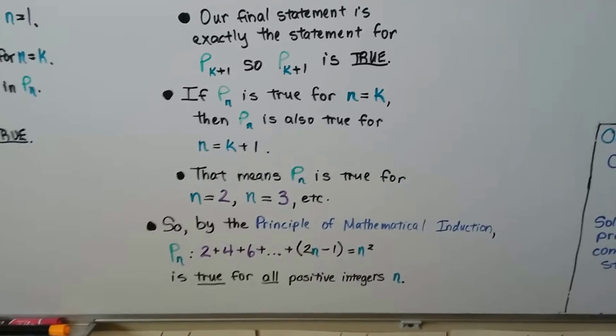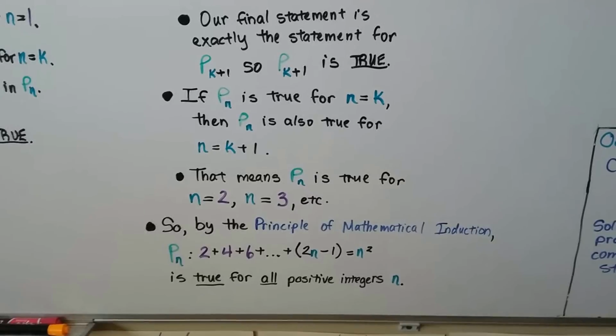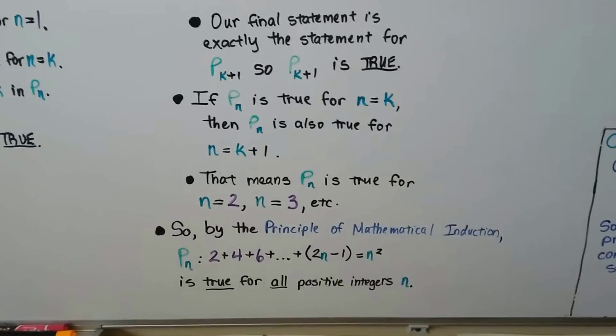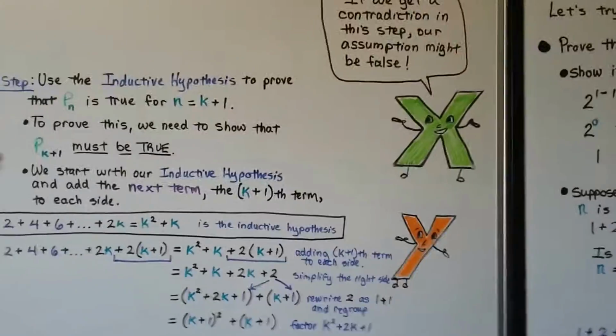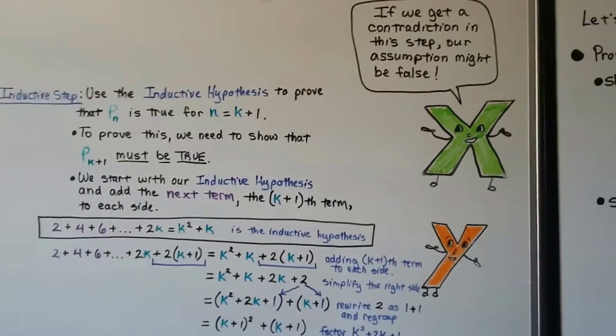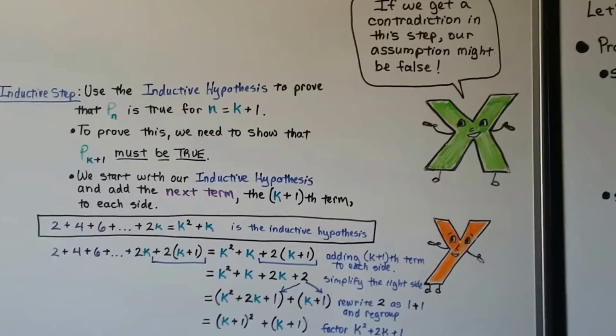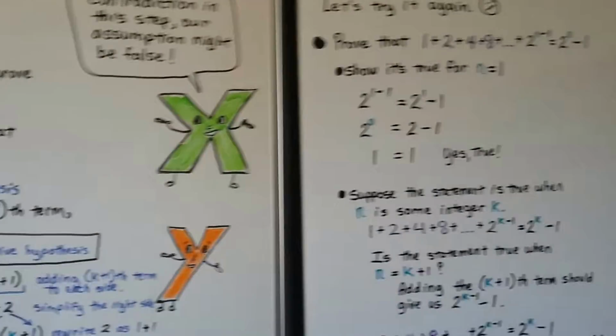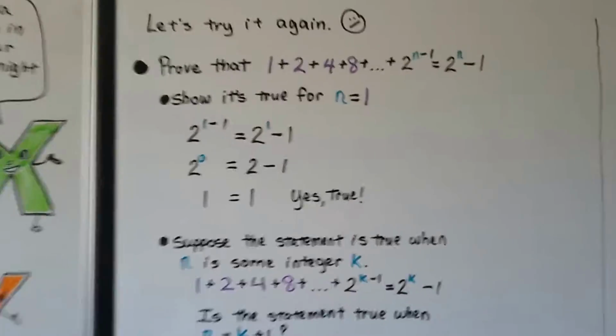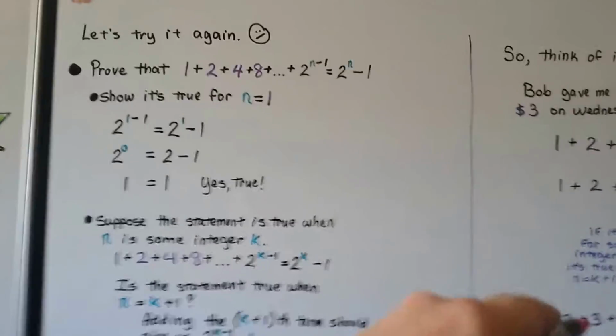Now, if you're still confused and you're going crazy, stick with me. If in this inductive step we get a contradiction, then our assumption might be false. All right, so let's try it again. We're going to try it again, and then it's going to get even easier.